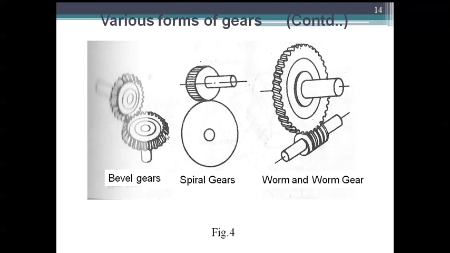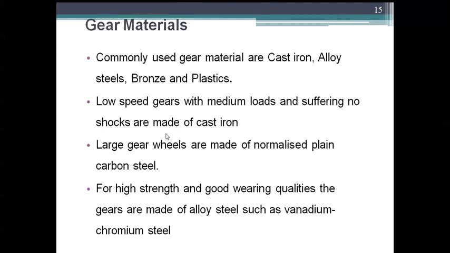So these are the different types of gears based on the relative position of the shafts, and the position of teeth with the axis. And next, according to the profile of the teeth, according to the peripheral velocity of the gears, and according to the type of gearing. So next one is gear materials.